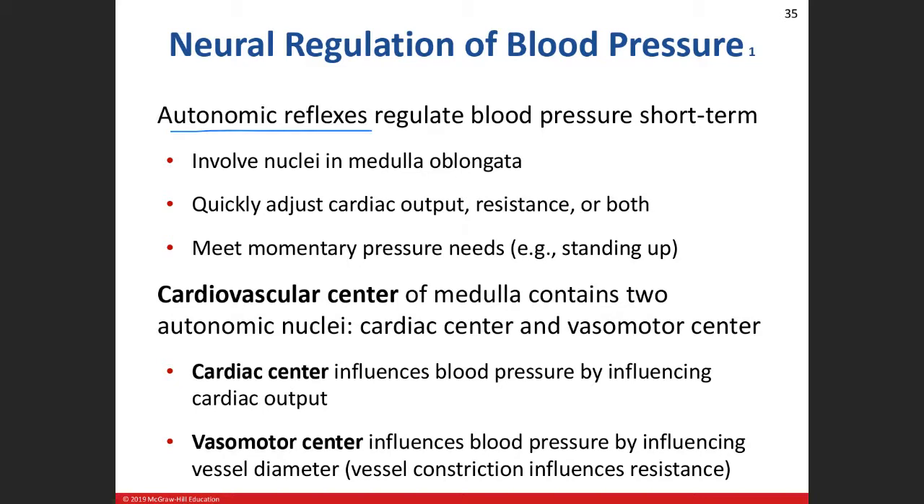Okay, so what the heck? Autonomic reflexes? Easy. Remember the autonomic nervous system made up of two divisions, sympathetic and parasympathetic. That's what we're going to talk about here. All right, how your sympathetic and your parasympathetic nervous system is going to affect your blood pressure short term. Guess what? It's all done in the medulla oblongata. Okay?